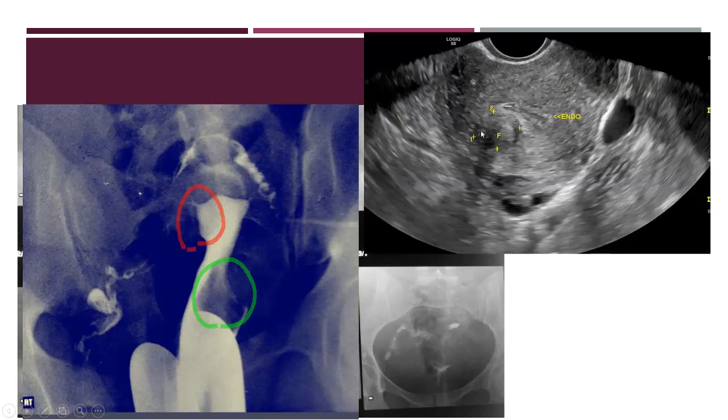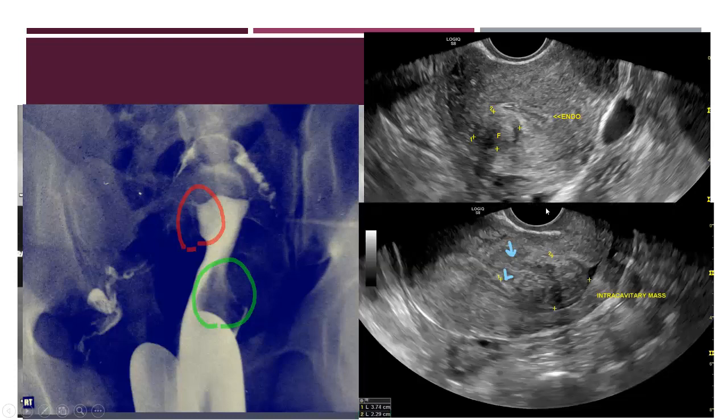Here is the fibroid indenting the cavity. This is the first one. This is the fibroid indenting the cavity and displacing the endometrium. And here there is another intracavitary mass, cervicocorporeal, which corresponds to this one. So these are uterine fibroids.